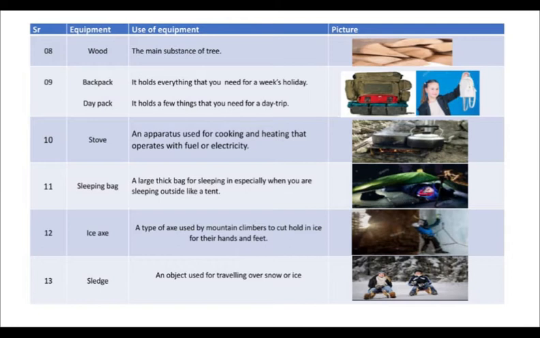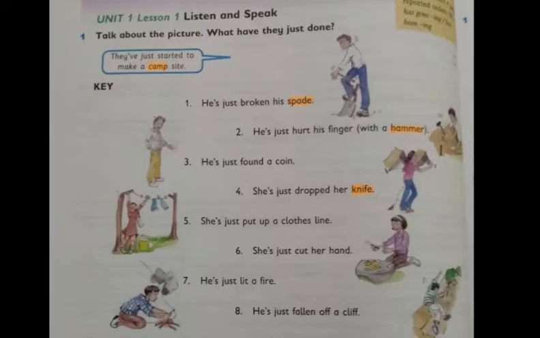Who used it? Mountain climbers, those who have to do hiking use it, because of the ice it's hard for them to move upward, so the ice axe helps them to move. Sledge, it's a vehicle you can say for traveling over snow or ice. So these were the tools or the vocabulary for the expedition equipment. Come to your book page number 2.